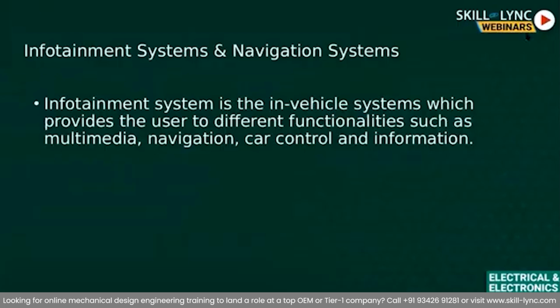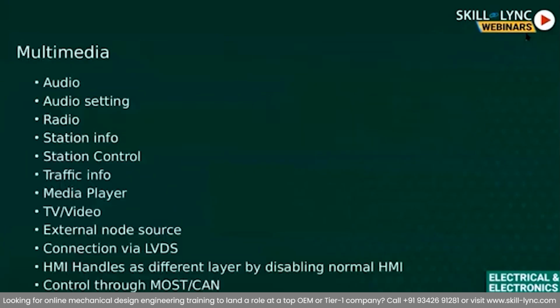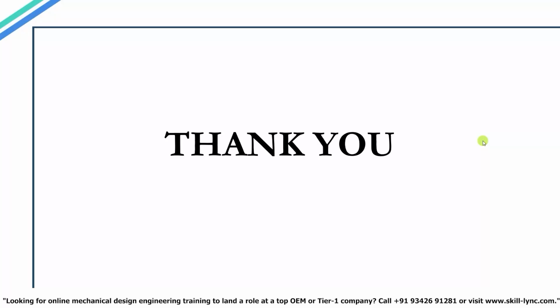The next topic of our discussion is infotainment and navigation system. Infotainment system is the in-vehicle system which provides the user different functionalities such as multimedia, navigation, connectivity, car control, and information. Under multimedia, the following features are included: audio, audio setting, radio, station info, station control, traffic control, media player, TV or video control, external node source, connection via LVDS, and so on. So this is a list of multimedia features which you can see in your car.